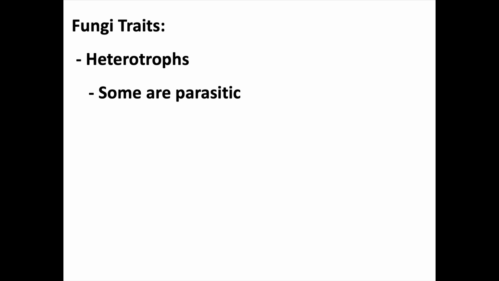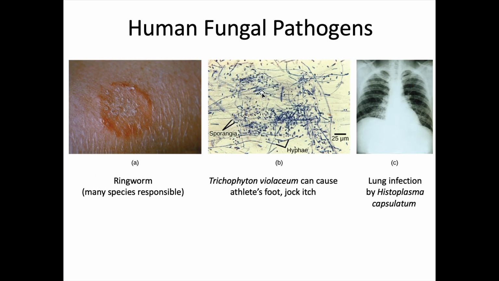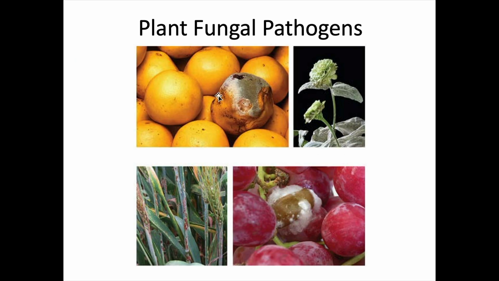But another way to be a heterotroph is to be parasitic. There are several human pathogens. Here's ringworm. It's called ringworm, but it's not really a worm at all, it's a fungal infection. Here are some other human fungal infections. Don't memorize all these, but we've got athlete's foot, jock itch. Some of these can infect the lungs. Not going to go through a laundry list of these, but there are some important parasites that infect humans and many that infect plants.